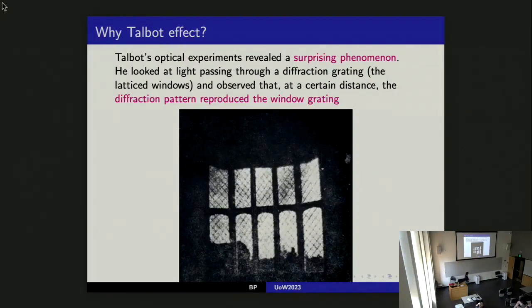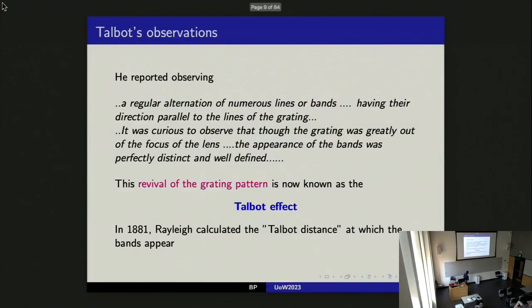When he was taking photos of things like this, where there is a pattern on the glass that interrupts the flow of light, he noticed that the pattern of the grating, especially, these are approximately periodic patterns, was reproduced at certain fixed distances. And he was very intrigued by this. He wrote a lot about it, and that's what he wrote.